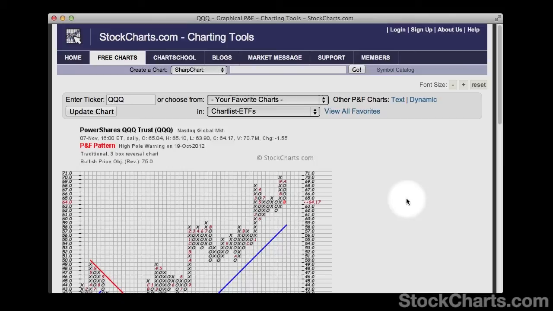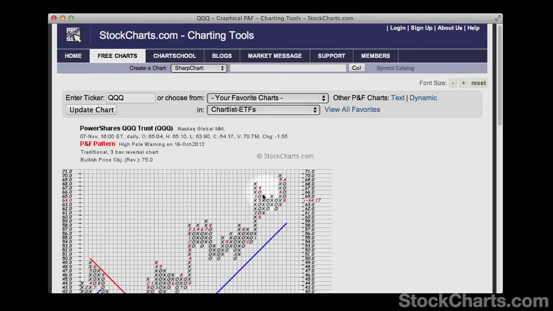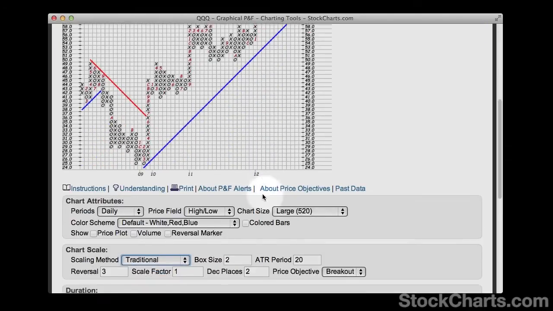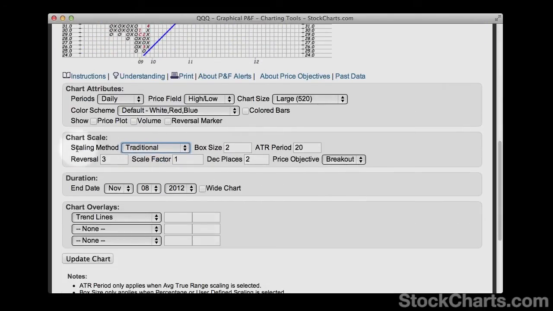Now, the first thing we need to do is access a point and figure chart and get to the point and figure chart workbench. And once we're there, you scroll down, and below the chart, you will find the chart scale section. And we're going to deal with the scaling method first. The default is the traditional scaling method, and that sets the box size based on the price level. So when prices reach a certain level, the box size changes. And I'll show an example of that in a bit.